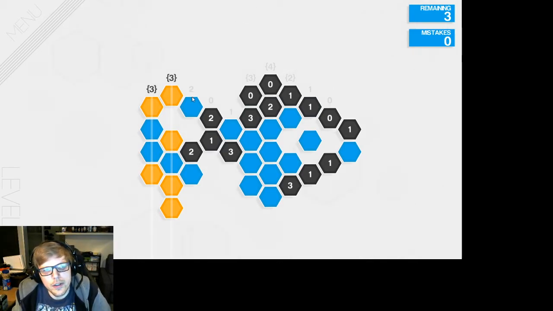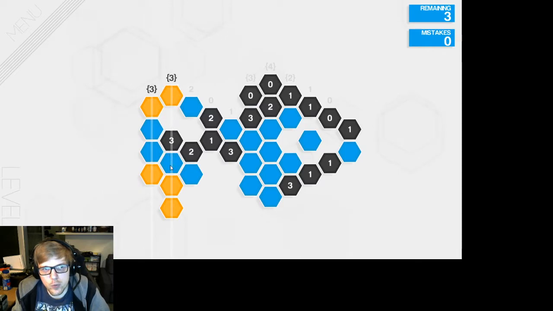Okay, so this is another part that's kind of tricky. If we look at this 2, it's already adjacent to these 2. Okay, so we know that this one cannot be blue. Now, we can immediately solve for the rest of this column. And the reason why is because they're consecutive.